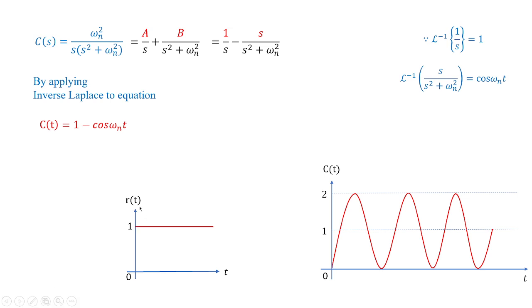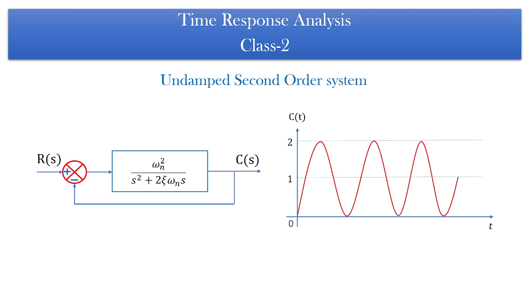Likewise, you can apply impulse as input and check out the output, and later on you can apply the parabola as input and check out the output. In our next class, we are going to see another condition of zeta, zeta equal to 1, and later on we are going to range the value of zeta from 0 to 1 and above 1.